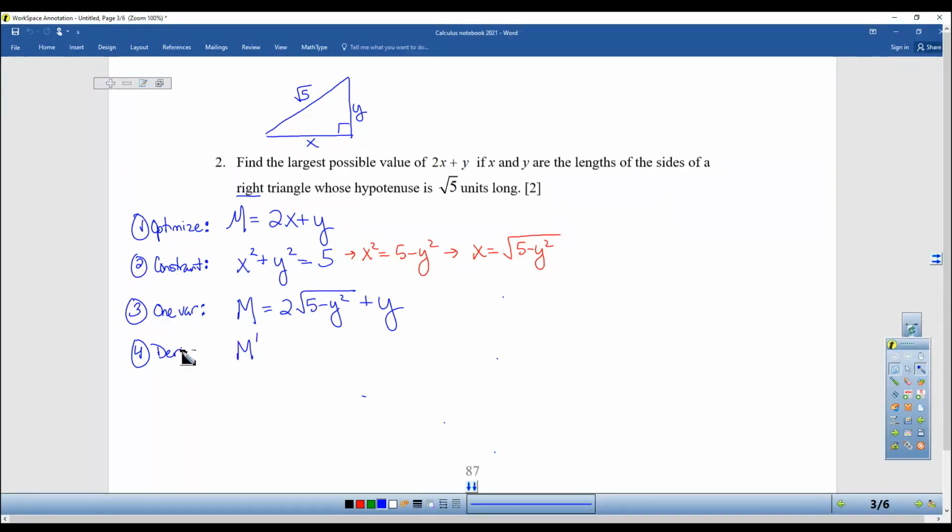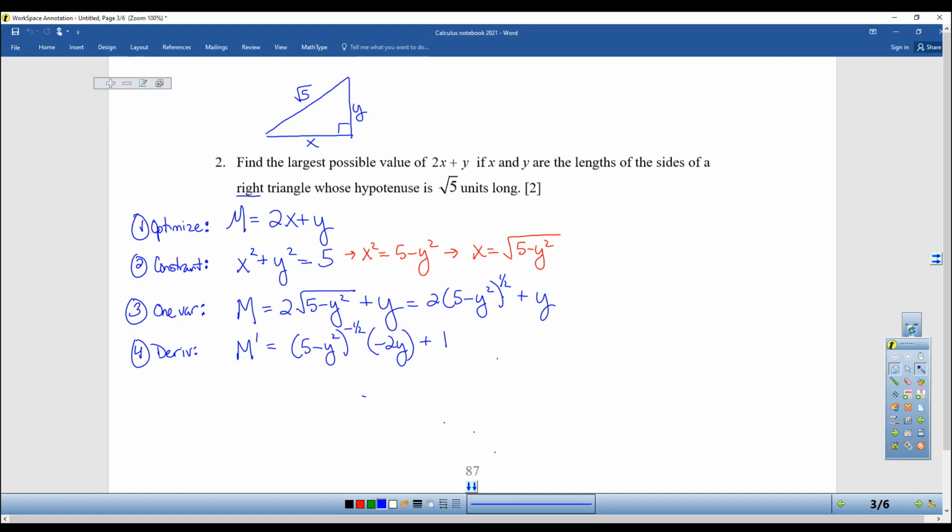So this one, I'm actually going to rewrite this first as 2 times (5 minus y squared) to the 1/2 plus y. So I bring down the 2, that the 1/2 gets rid of the 2, and I get (5 minus y squared) to the negative 1/2 times negative 2y, don't forget the derivative of the inside, plus 1.